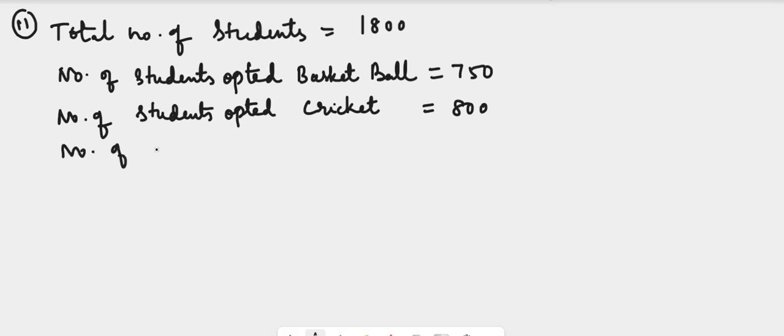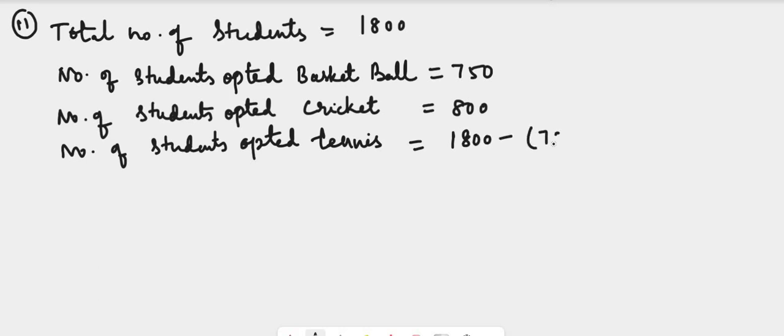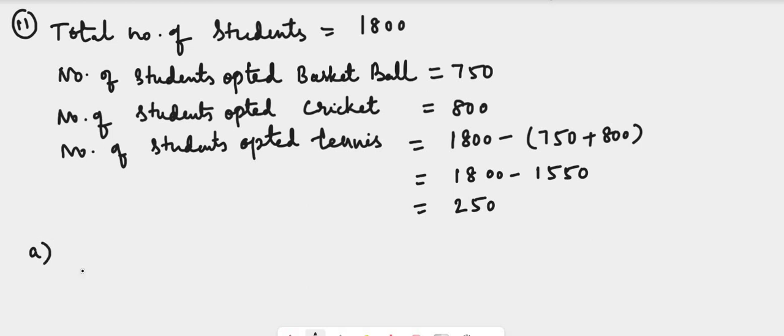Number of students opted tennis is equal to 1800 minus of 750 plus 800. That is equal to 1800 minus 1550. That is equal to 250. 250. Now we are going to calculate the first question.